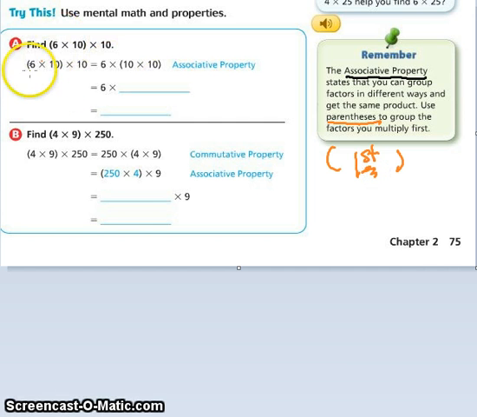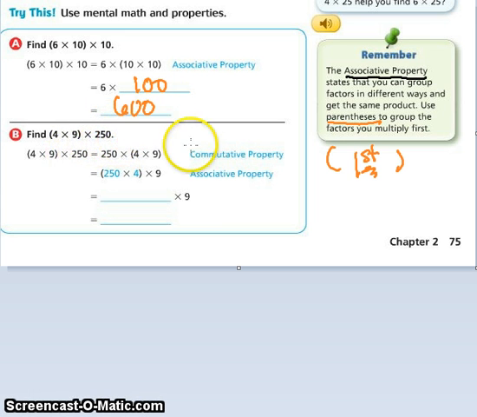Okay, so let's look at A. Find 6 times 10 times 10. Well, we can do 6 times 10 times 10, which can equal 6 times (10 times 10). We use the associative property to rearrange this. Well, I know that 10 times 10 is 100. So 6 times 100 is 600. Easy. How about 4 times 9 times 250?